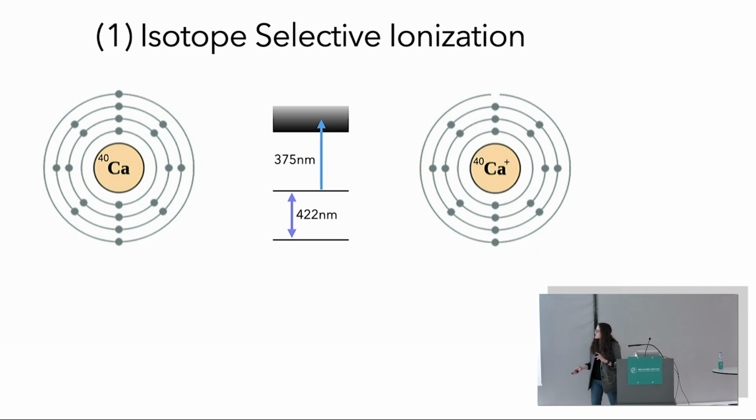So our qubit, as I said, is calcium-40, singly ionized. We start with a chunk of calcium that we heat up. And then we have a two-step ionization process, which is isotope dependent, so we can make sure that we're only ionizing calcium-40. We use these two lasers to rip off one electron and create a calcium-40 plus.